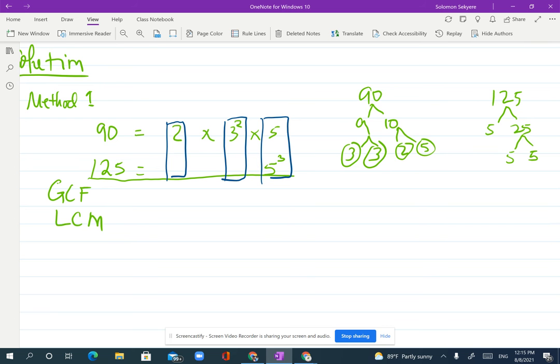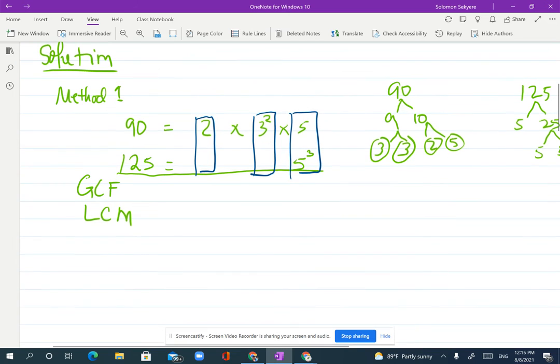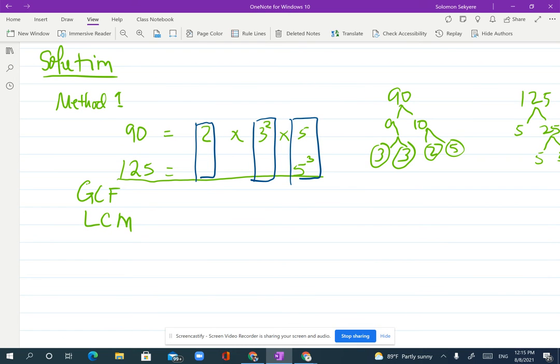What I like about this method, as opposed to the second method we're going to do, is that I can start with any factors. So for 90, if I don't know my prime numbers, I can start with any two numbers that multiply to get 90. I can start with 2 and 45, or 5 and 18. The simplest one I see is 9 and 10. So I break 90 into 9 and 10, and I write it down. None of them is a prime number, so I keep going.